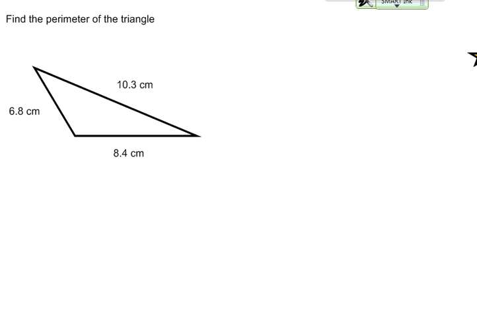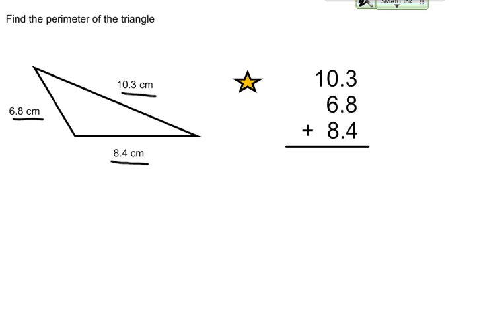Let's try another one. It says find the perimeter of the triangle. Now, we know that perimeter is adding the sides together. So I need to add this number and this number together. We're going to have an addition problem, and once again, as you see, I've set up the problem. The first thing I made sure I did was make sure that my decimals were all lined up. So decimal, decimal, decimal, all in line, ready to go. That means all our place values are in the right place.